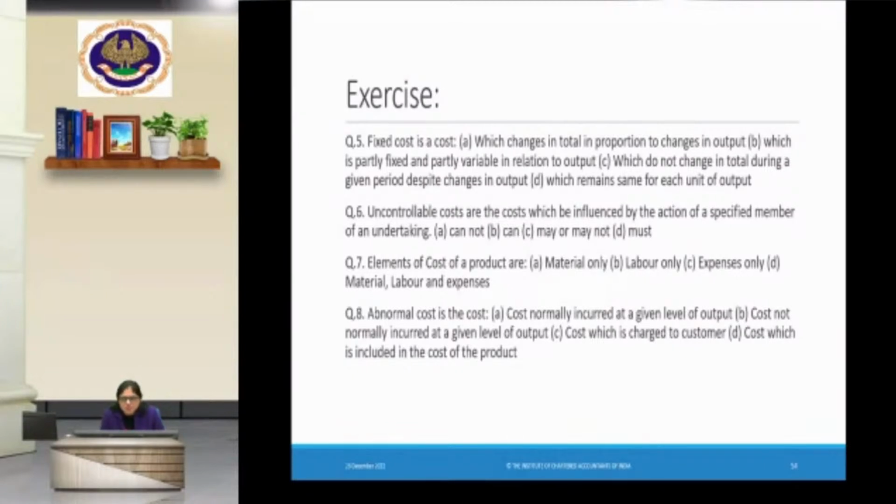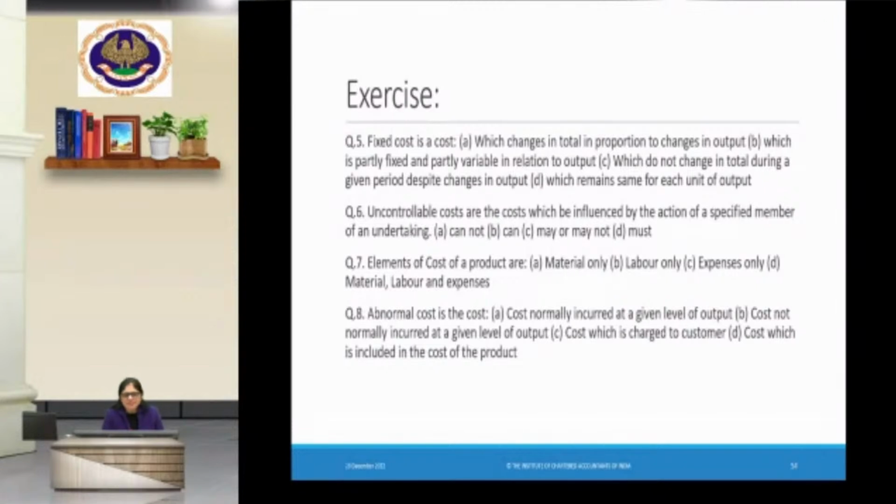Which changes in total proportion to output, which is partly fixed and partly variable, which do not change in total during a given period, which remains same for each unit of output. Okay, we can take answer number 5 D, which remains same for each unit of output. We do not change in total during given period despite changes in output. The correct answer basically is C, which do not change in total during a given period despite changes in output. All right. So see, in the long run, every cost changes, but only for a given period, fixed cost will not change.